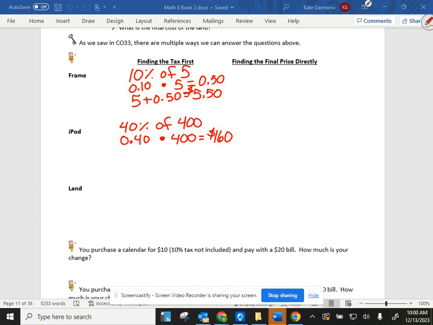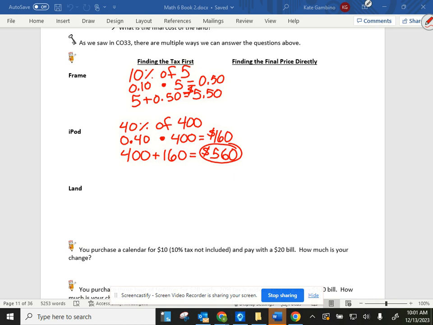That's why I said 40% tax. Holy Hannah, I don't want to have to pay that. That is a lot. 40% tax is a huge amount of tax. But what do we have to do next? 160 isn't my answer. How much is the total cost of the iPod with a 40% tax? Connor? Add 400 plus 160, and what do I get, Connor? 560. 560 is my final cost.